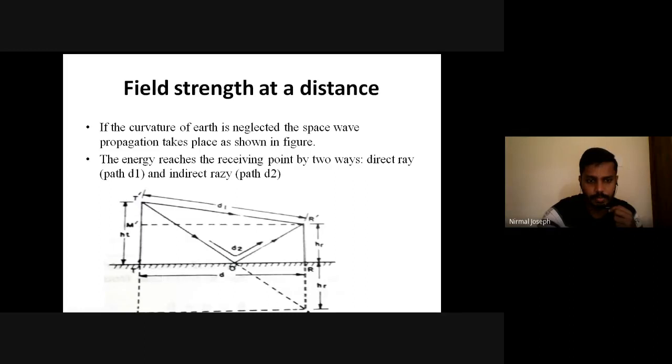Consider this triangle B T dash A. T dash A is the hypotenuse of the triangle B T dash A. So we can calculate T dash A, or D2, from the square of T dash B and BA. BA is nothing but D. Okay. So what will be T dash B? T dash B is HT plus HR. So based on these two ideas, we are going to calculate D1 and D2.